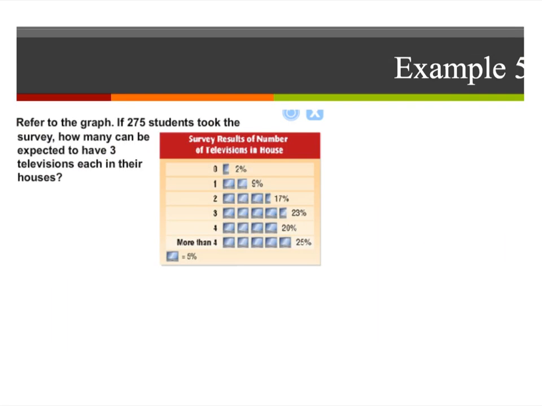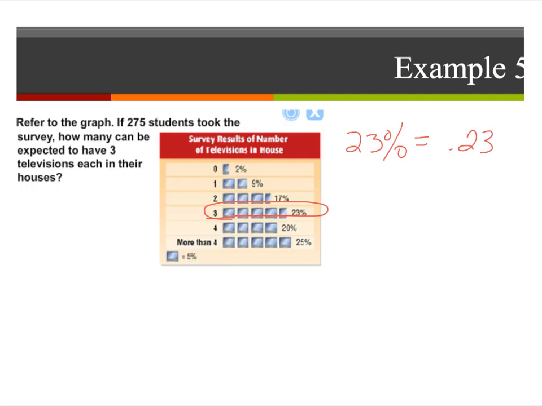So now with example 5, what we're going to do is take what we know and apply it to a word problem. Here it says, refer to the graph. If 275 students took the survey, how many can be expected to have 3 televisions each in their house? So if I look at here, I know I have 3 televisions is 23%. So the first thing we're going to do is write 23% is equal to 0.23. Write it as a decimal.